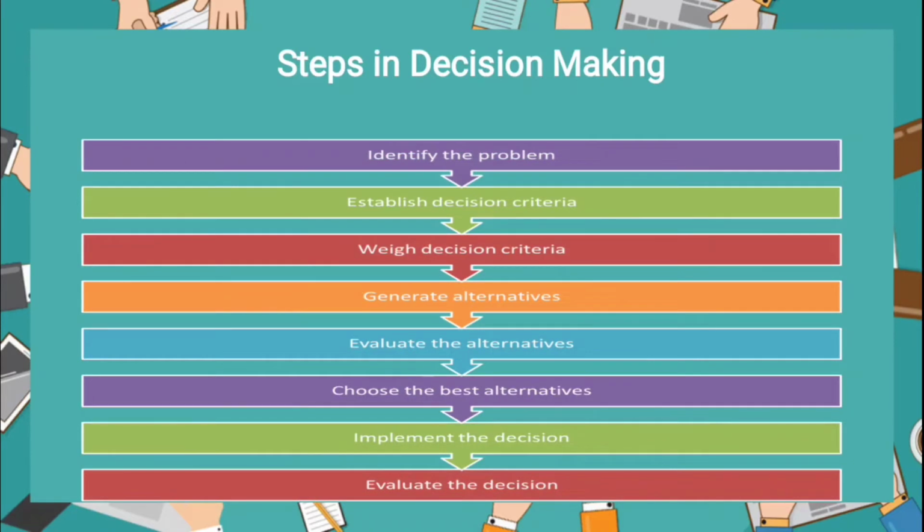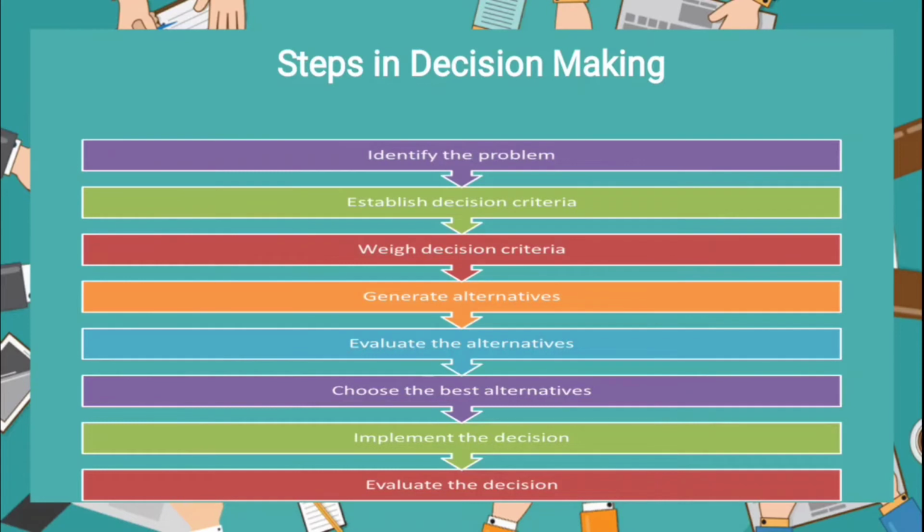Before understanding the different types of decisions, let's understand the basic steps in decision making. The first step is to identify the problem. The second step is to establish the decision criteria. The third step is to weigh the decision criteria. Fourth is to identify and generate the different alternatives. The fifth step is to evaluate all the alternatives and the courses of action available.